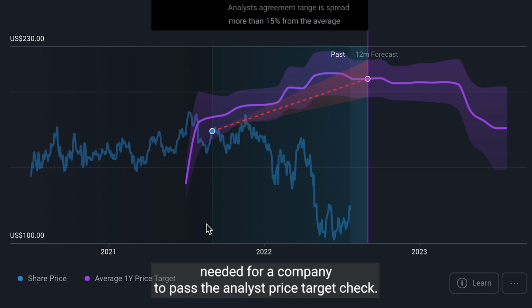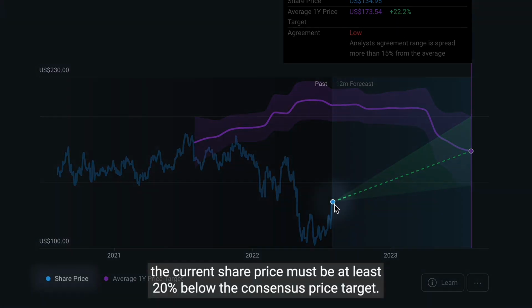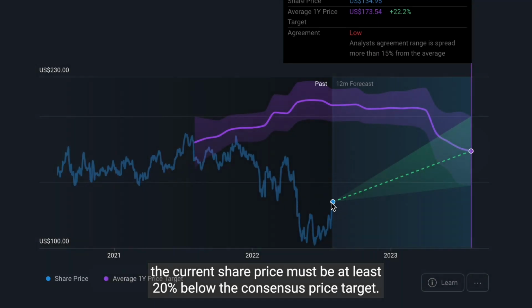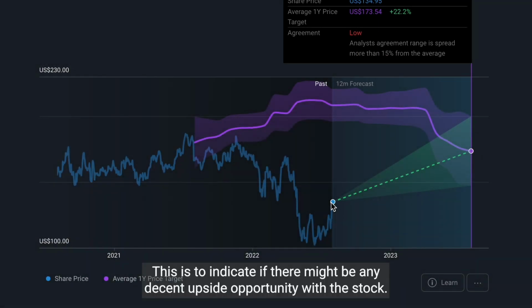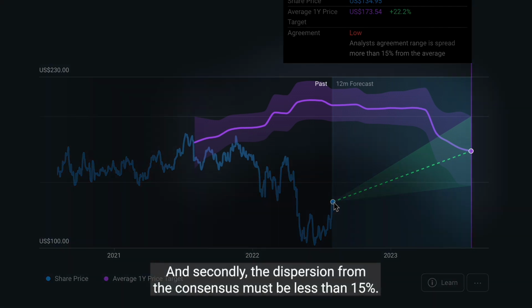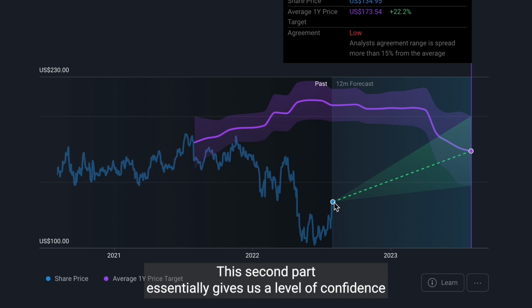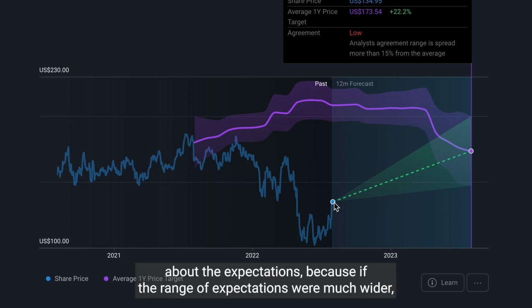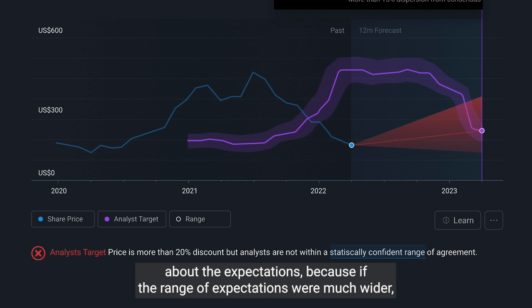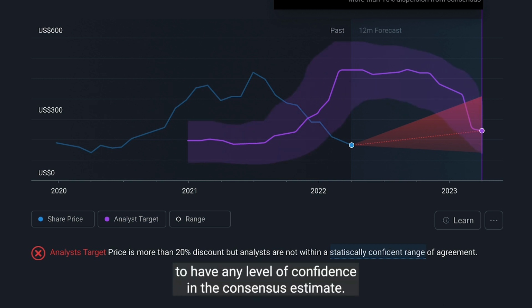There are 2 criteria needed for a company to pass the analyst price target check. Firstly, the current share price must be at least 20% below the consensus price target. This is to indicate if there might be any decent upside opportunity with the stock. And secondly, the dispersion from the consensus must be less than 15%, meaning analyst expectations are largely the same. This second part essentially gives us a level of confidence about the expectations, because if the range of expectations were much wider, it would be more difficult to have any level of confidence in the consensus estimate.